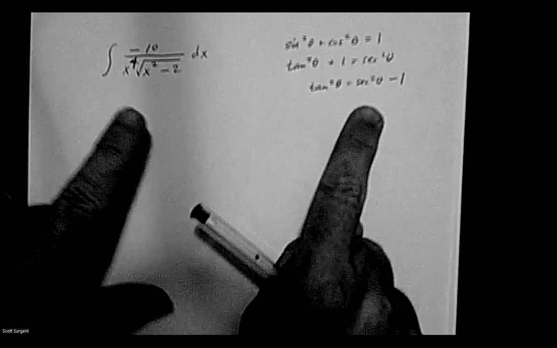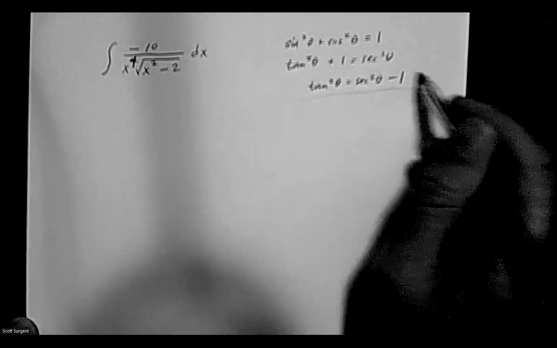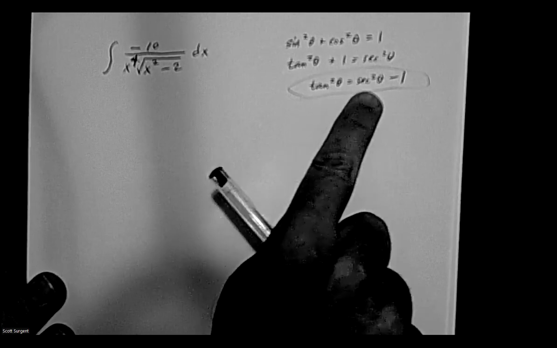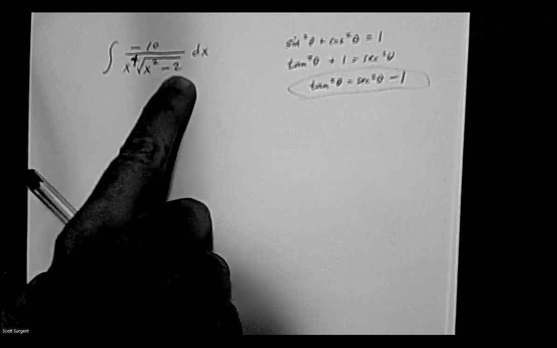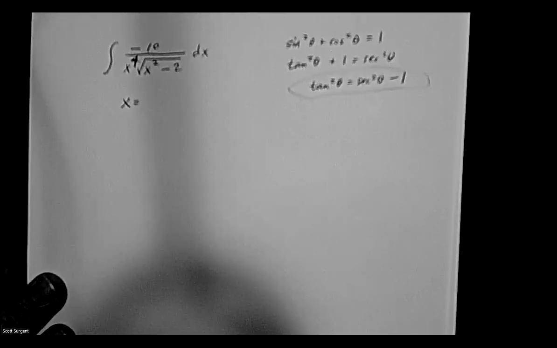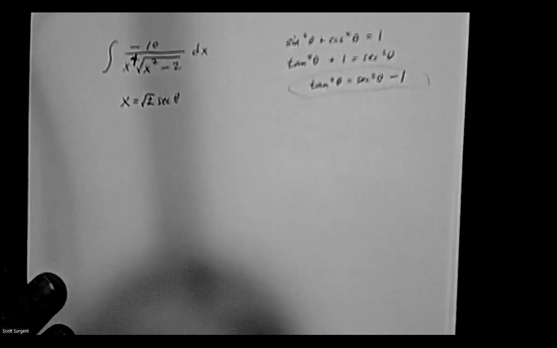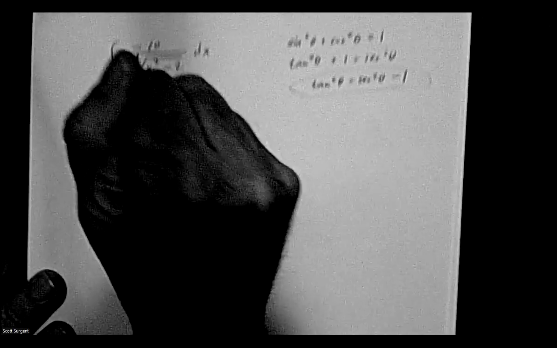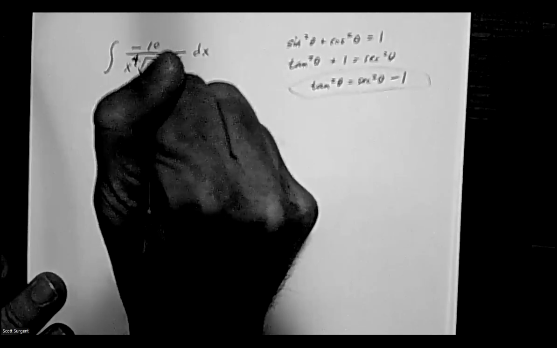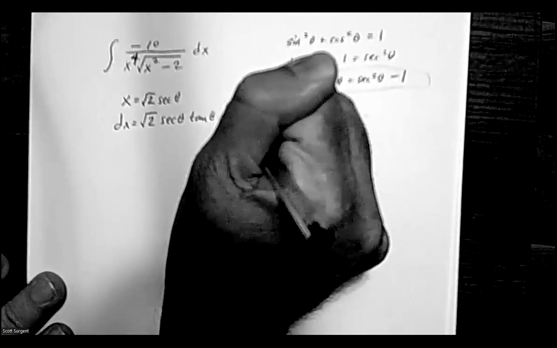What you're doing is you're looking here, and which of these three closely matches? It looks like it's going to be the bottom one. And you want to choose your x in such a way that it also handles that 2. So when I square x, I want a 2. So I'm going to use root 2 secant theta. That'll be my substitution. And then immediately I'm going to take the derivative, which is going to be root 2 secant theta tan theta d theta.